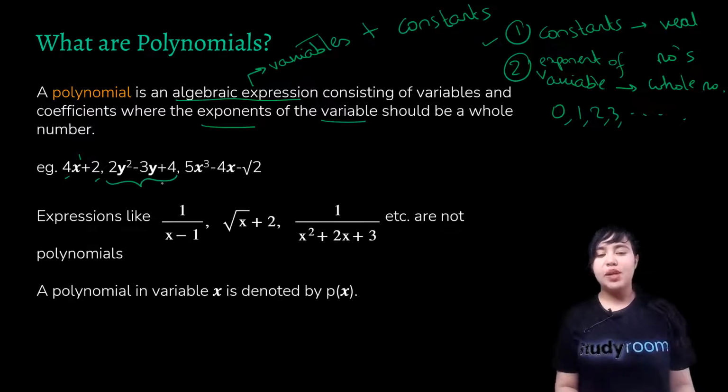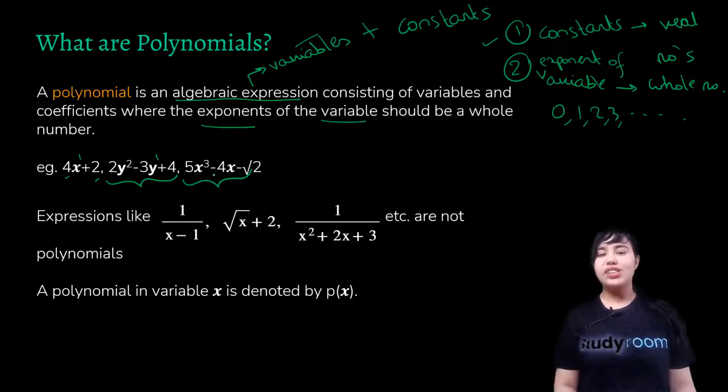Now look at this expression. This is in terms of y, but is it a polynomial? Yes, again it is, because 2, 3, 4 are the constants which are real numbers. Talking about the variable y, it has two exponents. Here it has 2 and here it has 1, both of which are whole numbers. So this case is also representing a polynomial.